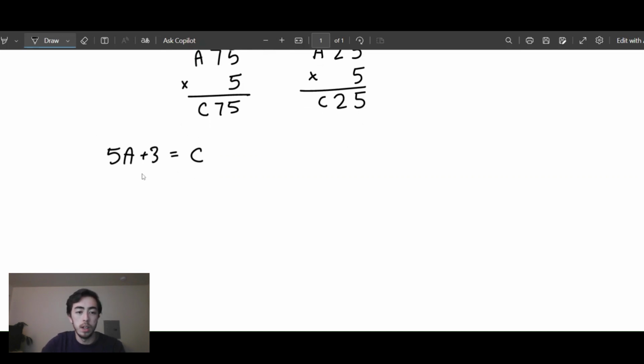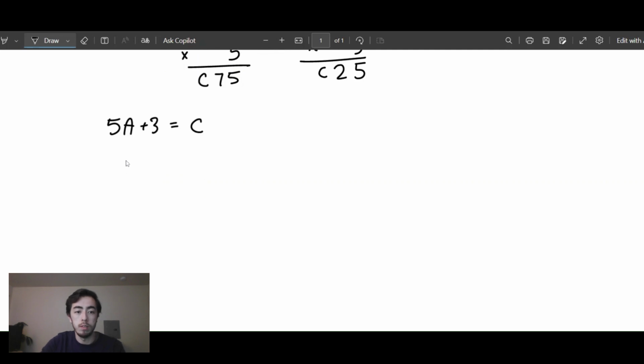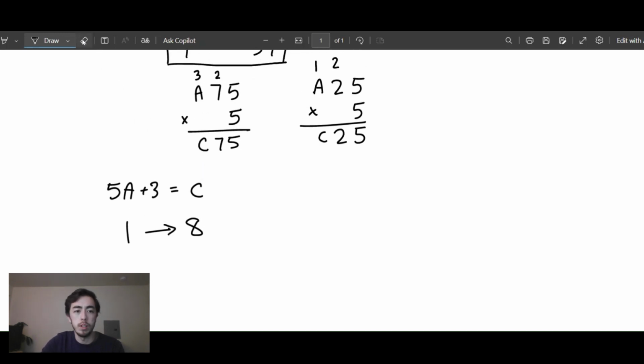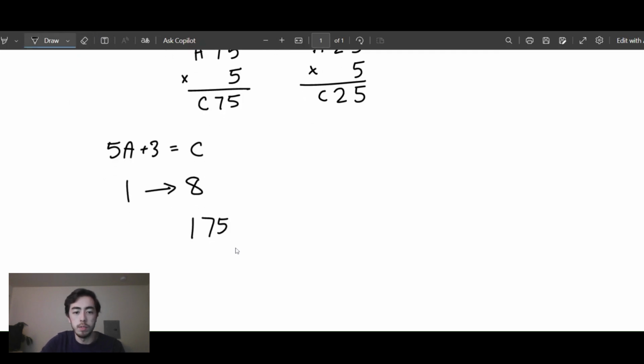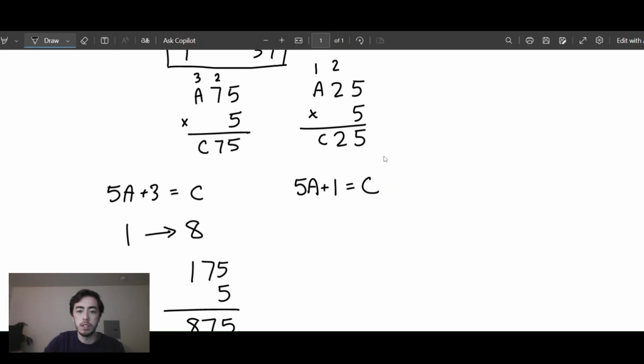So let's see here. Maybe, well, A can't really be 0 because otherwise I only have a 2-digit number here, 75. A could be 1, and that would give me an 8 for C. So this seems reasonable. Maybe, here, I'll write it down here. Maybe I have 175 times 5 is equal to 875. I mean, that works. Great. Just making sure that nothing works over here. Let's see. 5A plus 1 equals C. All right. And again, C has to be 1 digit.